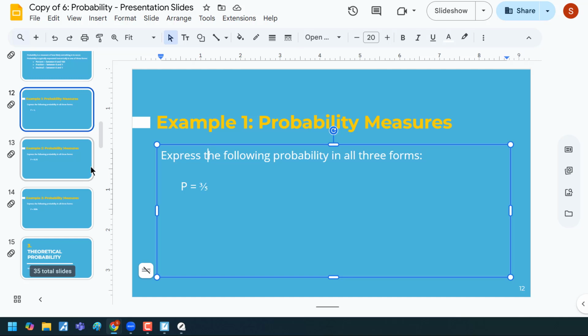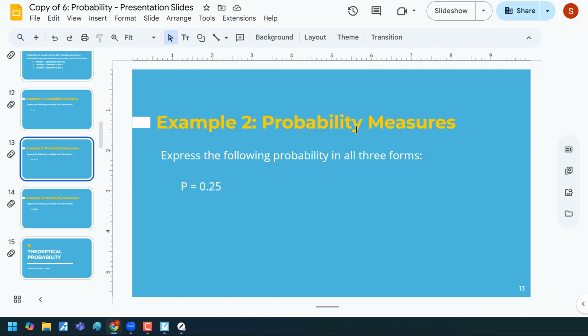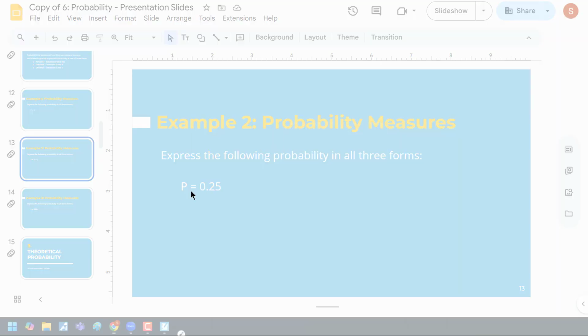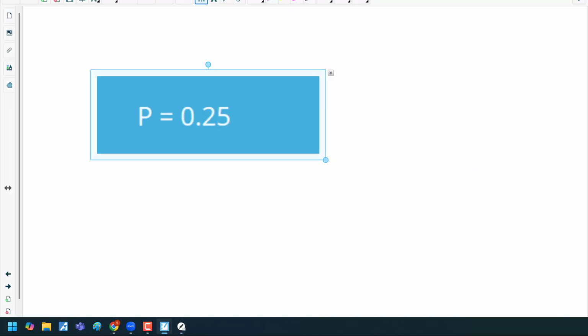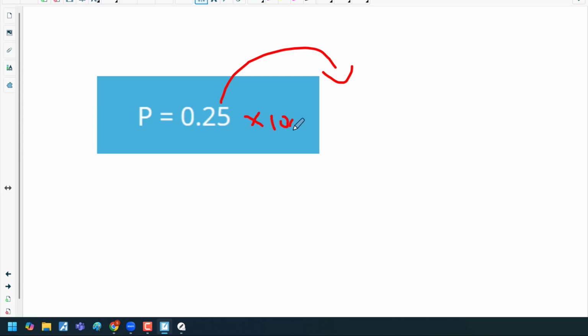Okay. What if you're given a decimal to start with? Let's see if that makes things harder or not. Well, once again, decimal, to get a percent, just times it by 100. What is that?